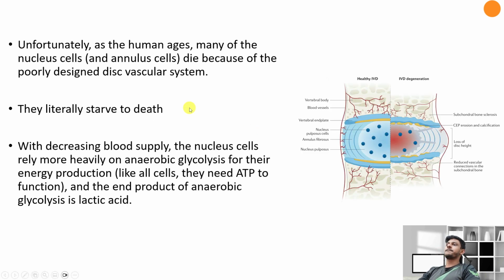So as you can see here, as we age, the nucleus cells die because there's reduced vascular connections to the subchondral bone as depicted in this diagram, due to the subchondral bone sclerosis. So there's less diffusion of nutrients, and so the nucleus pulposus cells are not getting nutrition, which is why they begin to die. And also they start to undergo anaerobic glycolysis, and this increases the amount of lactic acid. And as the acidity inside the disc increases, this results in further death of the nucleus pulposus cells.